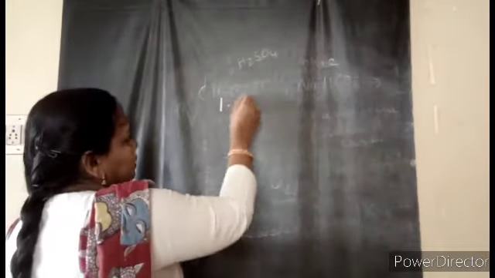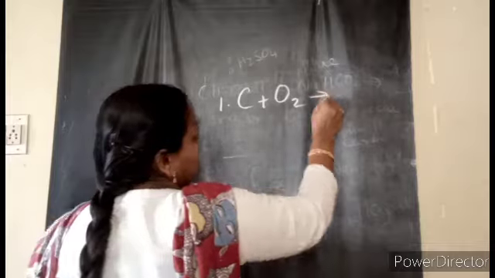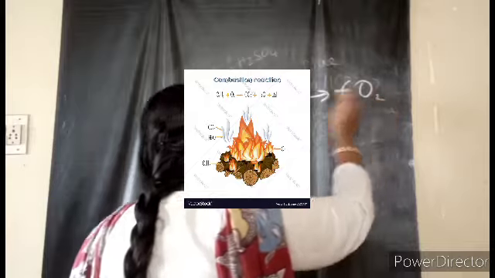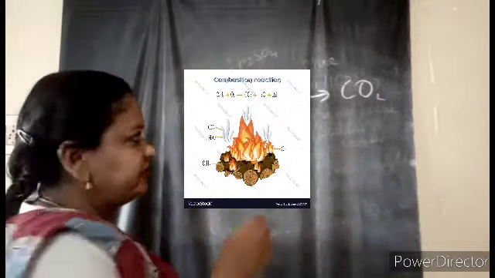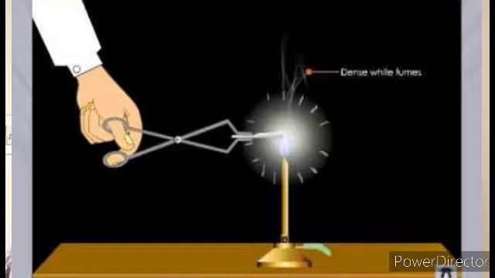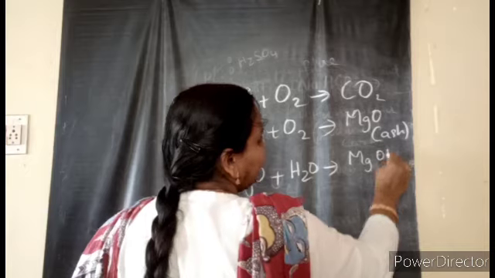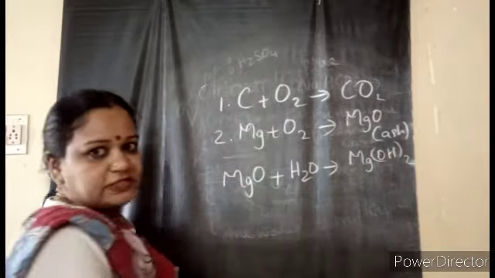First we took C, carbon, with O2, giving CO2 and carbon monoxide, different things that were made from wood and charcoal. Then we added magnesium with oxygen. We remember the magnesium ribbon burned with a white flame and ash was produced. MgO was found as ash. Again, this magnesium oxide was mixed with water, and we saw that magnesium hydroxide is produced.